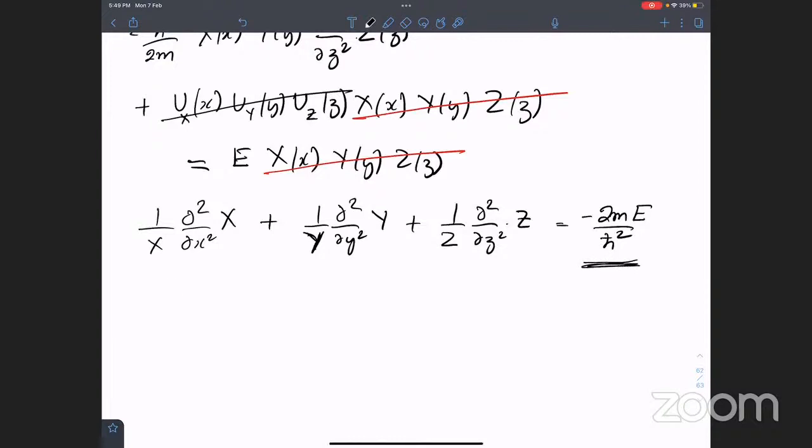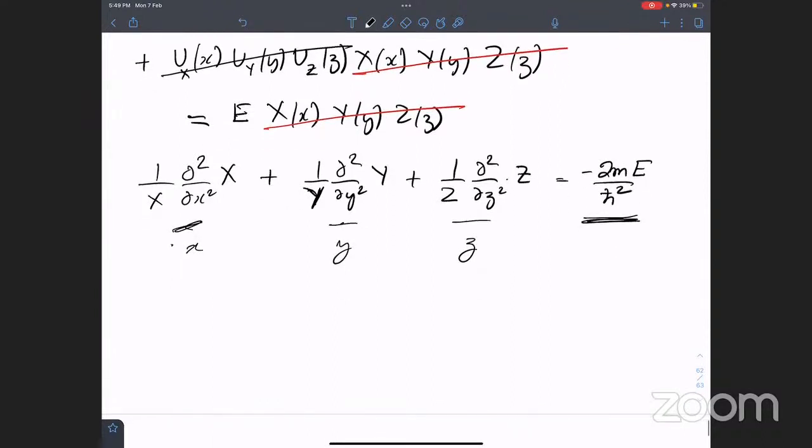Okay, so what is happening? I'm adding three terms. This is a function only of x, this is a function only of y, this is a function only of z. But when I'm adding these three numbers, regardless of what the value of x, y, z is, I'm always getting a constant. That is only possible if each of these is always equal to a constant. Because no matter what value of x, y, z you get, this equation has to be satisfied, right? That is only possible if for every value of x, this thing has the same value. Same thing for this also, same thing for this also.